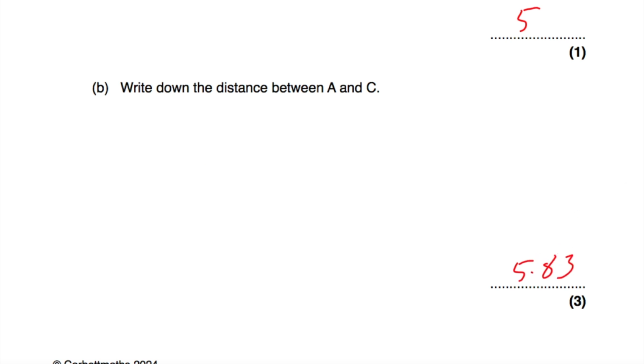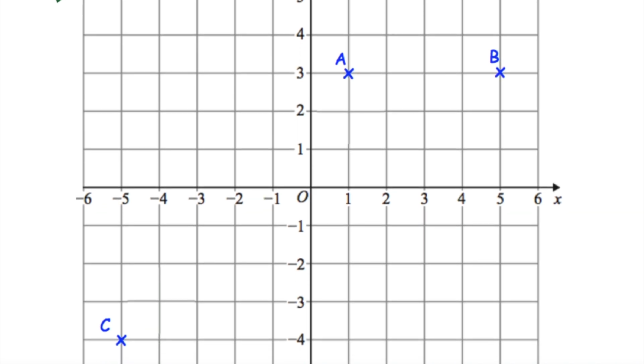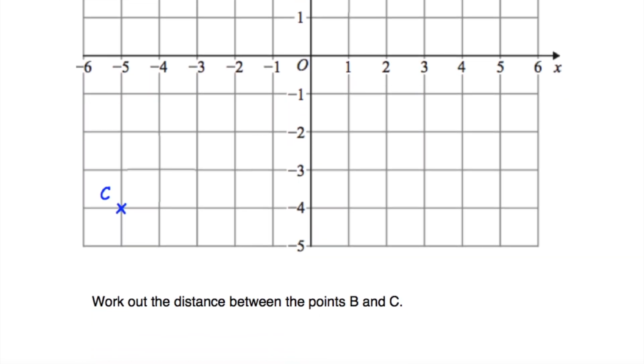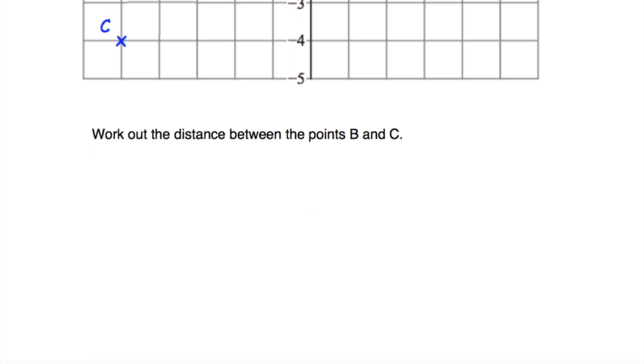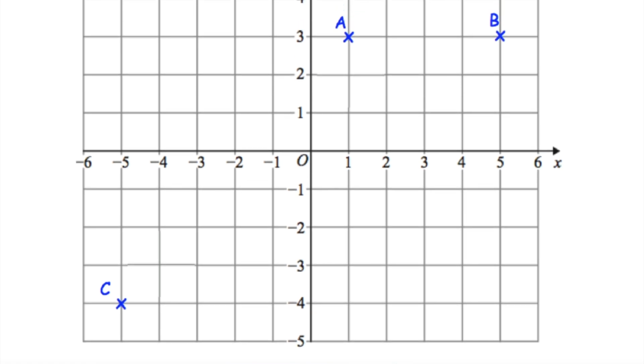Okay, let's look at our next question, question number 3. We've got this grid with the points A, B, and C, and the question said work out the distance between the points B and C. So actually, we're not asked to use the point A, so we just need to work out the distance between B and C. So let's join up B and C. Let's go to a ruler and pencil and join up the points B and C, like so.